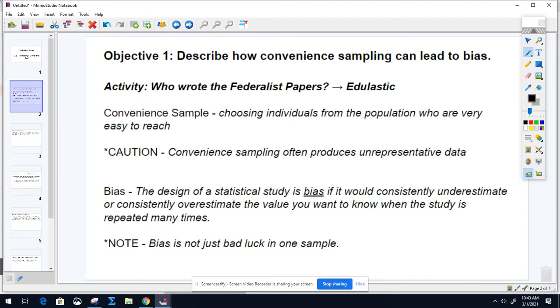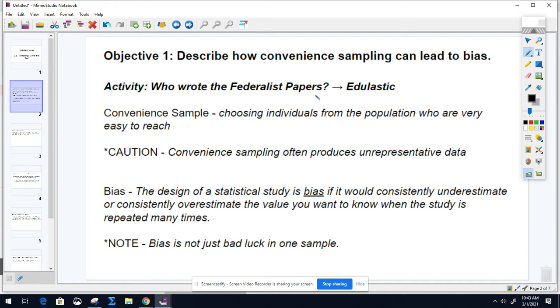Okay. There is an activity I'm going to put up on Edge Elastic. You're more than welcome to do it. It's a great intro to this section, and that will be up. You don't have to do it. It's not for a grade or anything, but it's a good intro to sampling as we move forward.